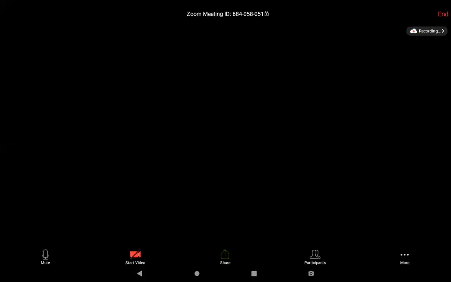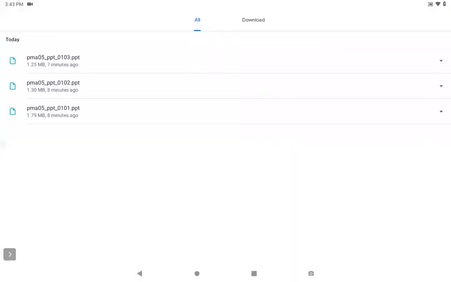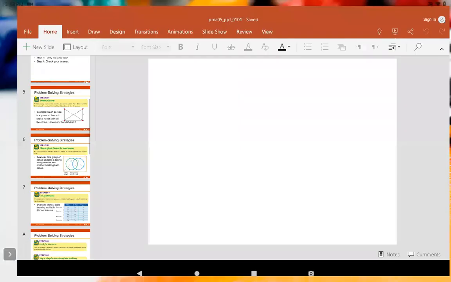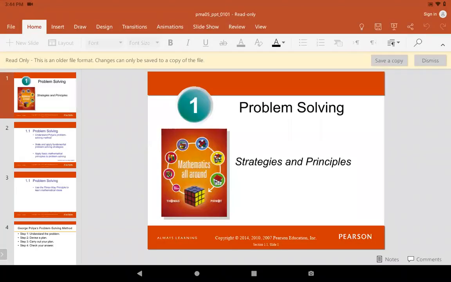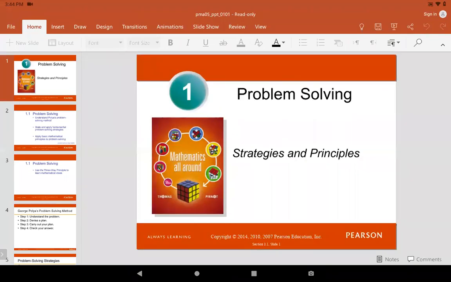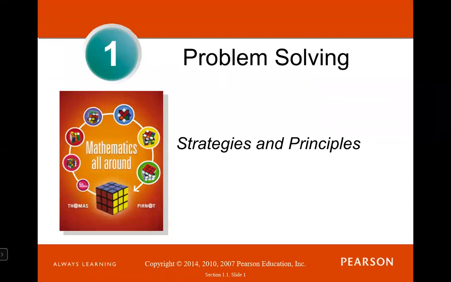All right, let's take a look at our PowerPoints for section 1.1. In section 1.1, we're just learning about problem solving. We learn about the strategies and the principles of problem solving.